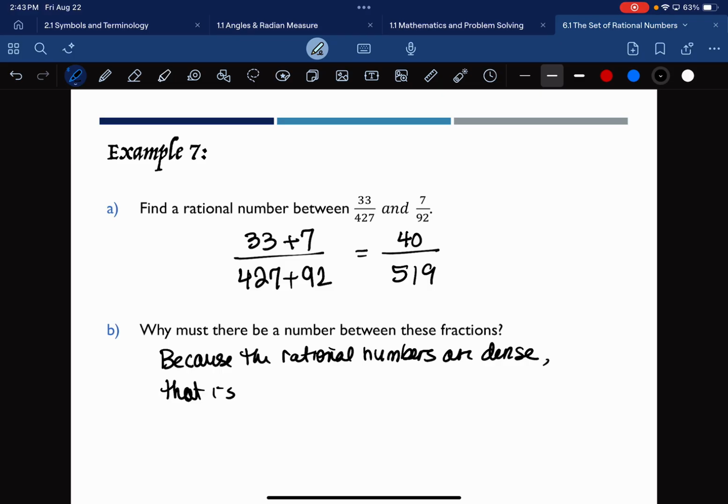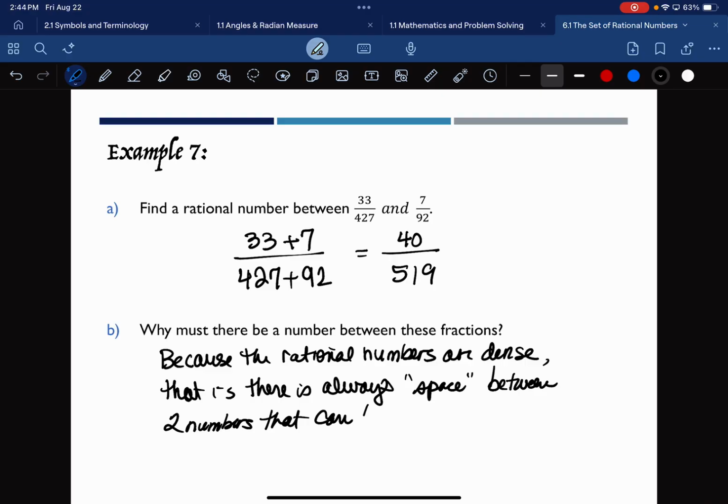That is, there is always, I'm going to say, space between two numbers that can be represented by another rational number.